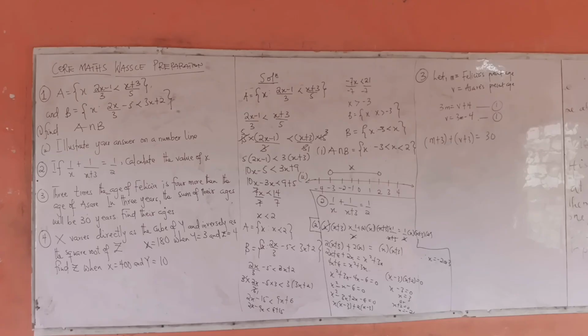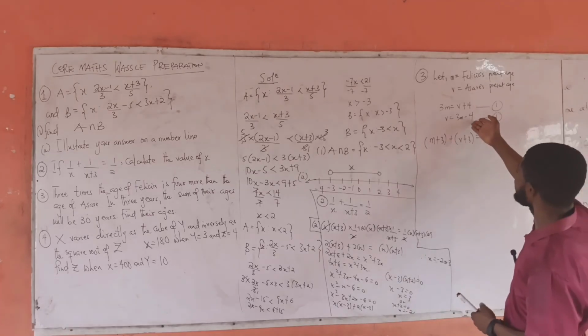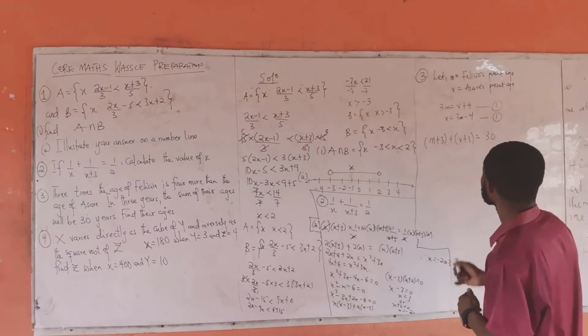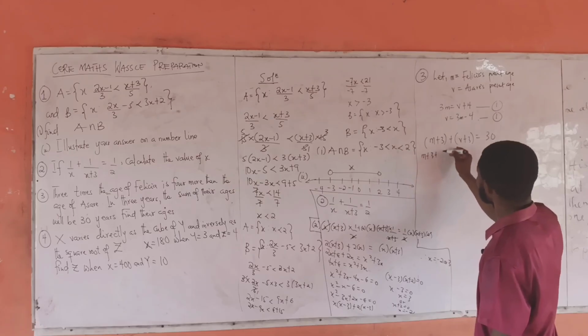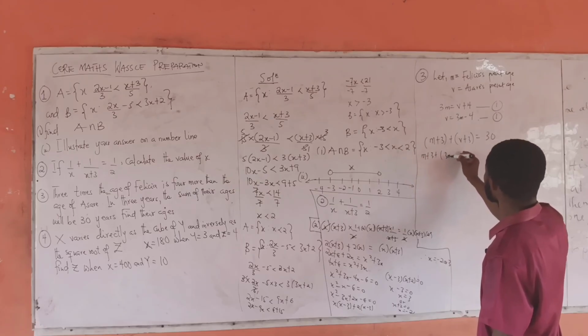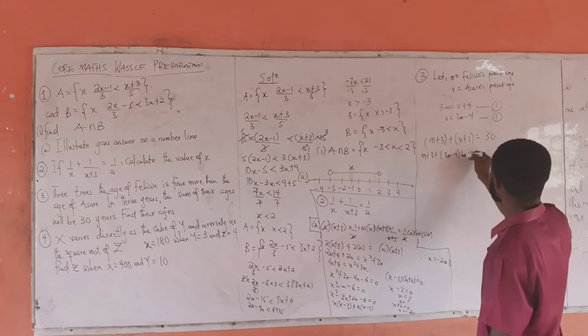If that is the case, I come back. v is equal to 3m minus 4. I know v is equal to this. Why this substitution? m plus 3 plus v is 3m minus 4 plus 3.